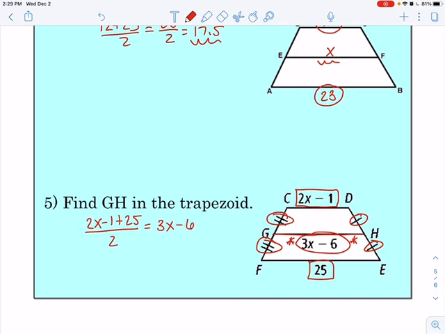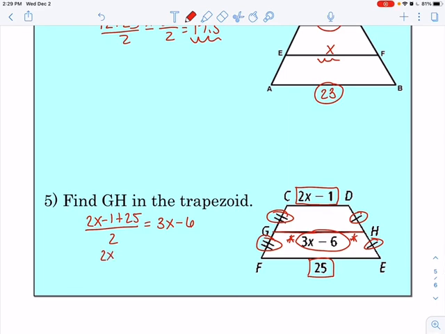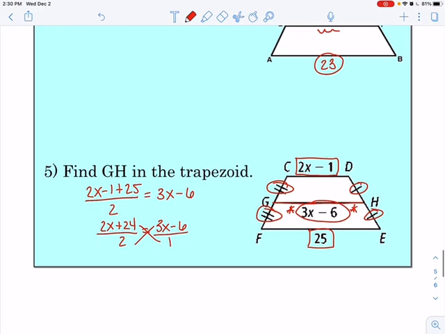So I'll simplify on the top first. Negative 1 plus 25 is a positive 24 over 2 equals 3x minus 6. I think the easiest way to see this one, you can multiply both sides by 2, but for some reason I don't think you guys like that one, but I think you like this one. Put this side over 1. Now you have two fractions that equal each other, and you can cross multiply.